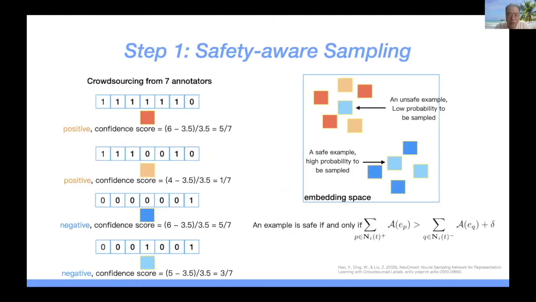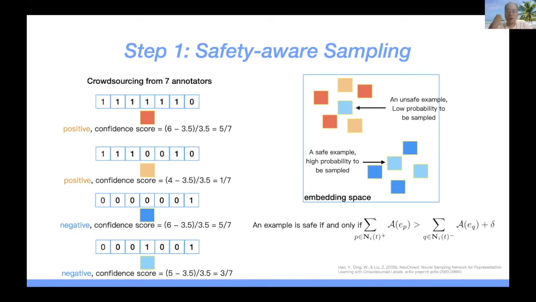Here, I will explain what a safe and unsafe example is. Let's see the example on the left side. On the top, this example has 6 positive votes out of 7 annotators. We still need to compute the confidence score, which is (6 minus 3.5) divided by 3.5, which is 5/7. So we can see that this is a very confident example, a safe one. But the second example below has only 4 votes out of 7 annotators, so the confidence score goes down to 1/7.